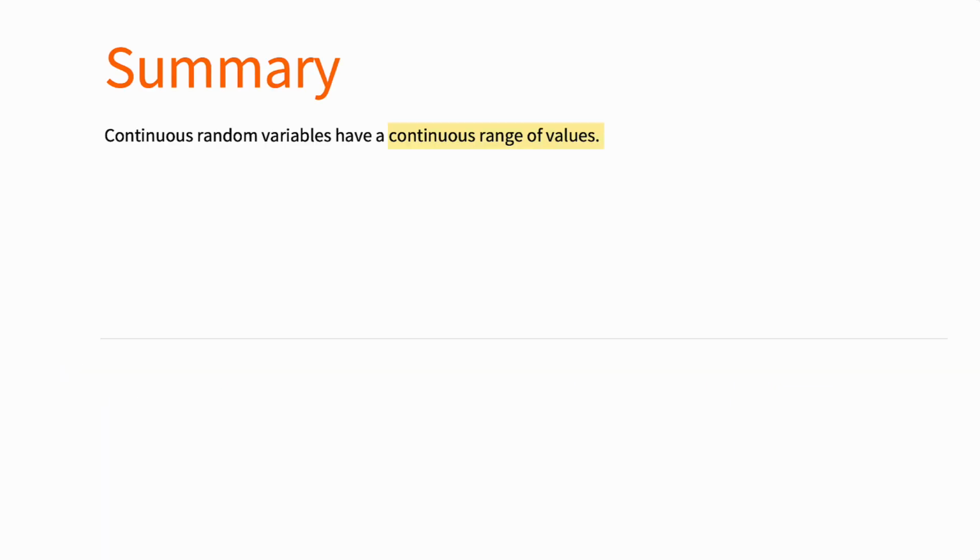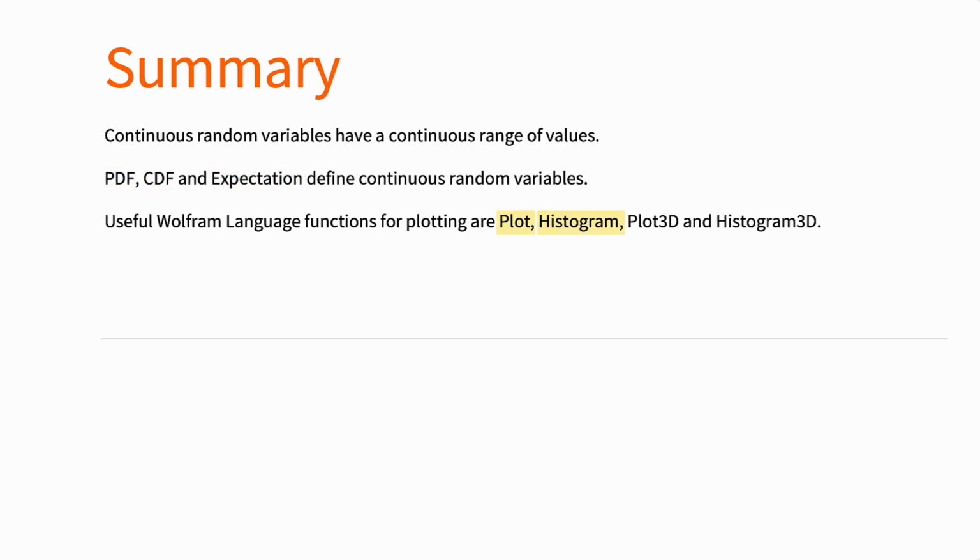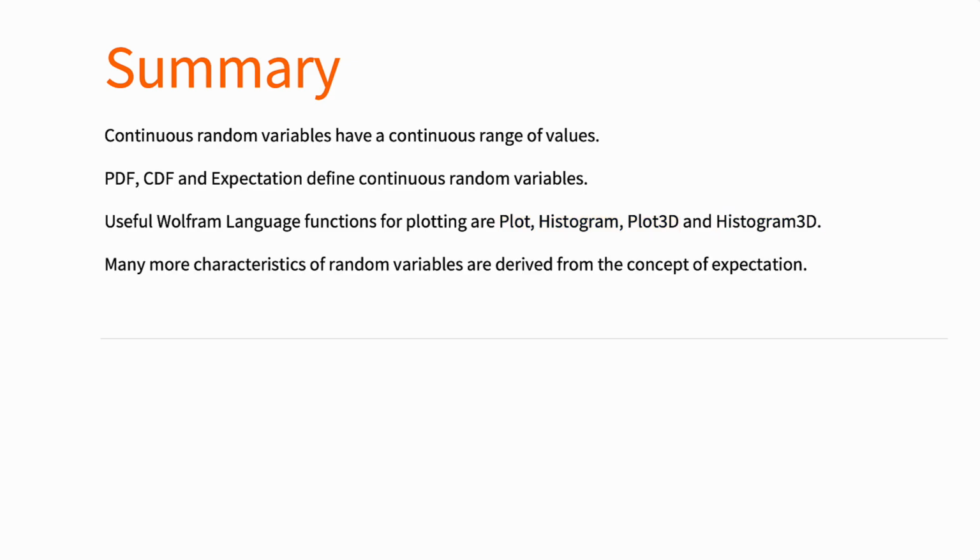So to summarize, continuous random variables have continuous PDF values. For PDF, CDF, expectation, and more formulas, the main difference between discrete and continuous random variables is the change from sum to integrate. Use Plot, Plot3D, Histogram, and Histogram3D to visualize. But we've barely scratched the concept of expectation. There's a lot more to characterize random variables than just average and plotting. In the next lesson, we'll dive deeper into different characteristics of random variables based on the concept of expectation.